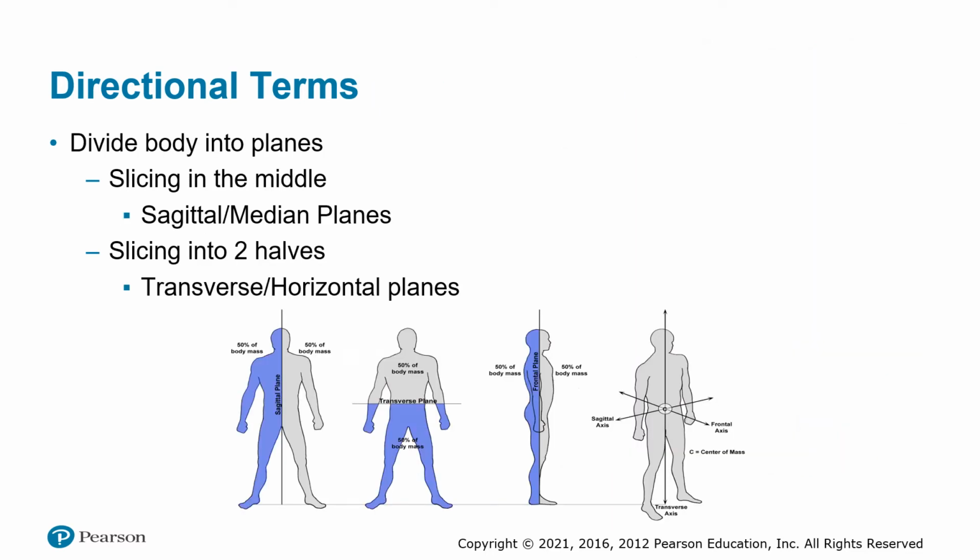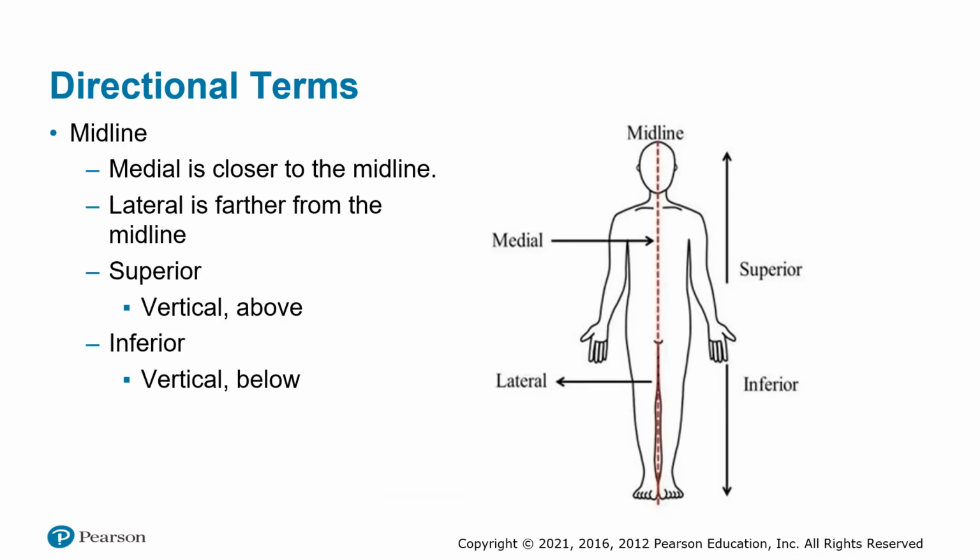Okay. Directional terms. So we divide the body into planes, slicing in the middle, which gives us our sagittal plane or median plane. And then we also slice into two halves with a transverse or horizontal plane. Midline. So this is that imaginary medial plane or sagittal plane. So the medial is closer to the midline. Lateral is farther away from the midline.